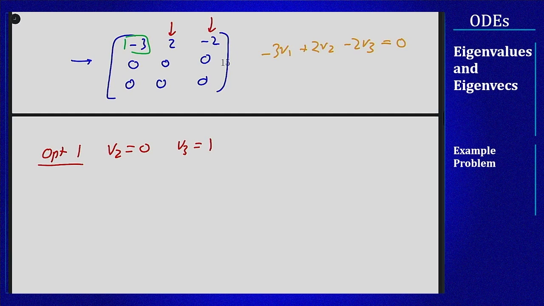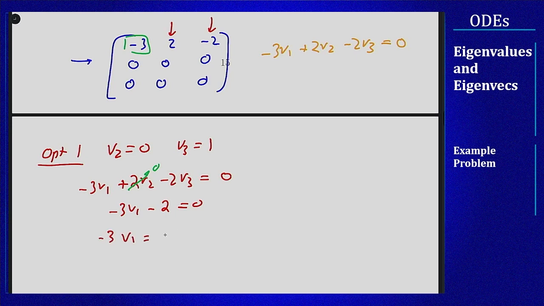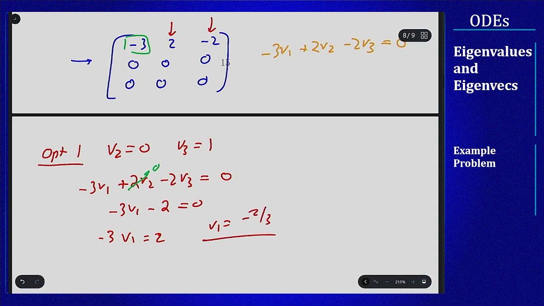So in that case, when I plug into my equation, I get that negative 3v1 plus 2v2 minus 2v3 needs to be 0. Well, v2 is 0, so that's gone. And v3 is 1. So I end up with minus 3v1 minus 2 equals 0. So v1 is negative 2/3. So from that I get the eigenvector minus 2/3, 0, 1.